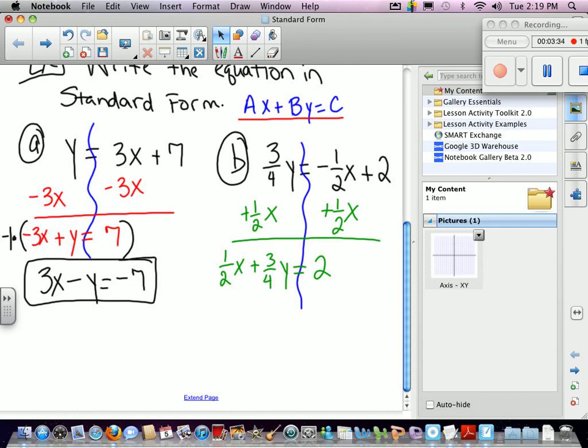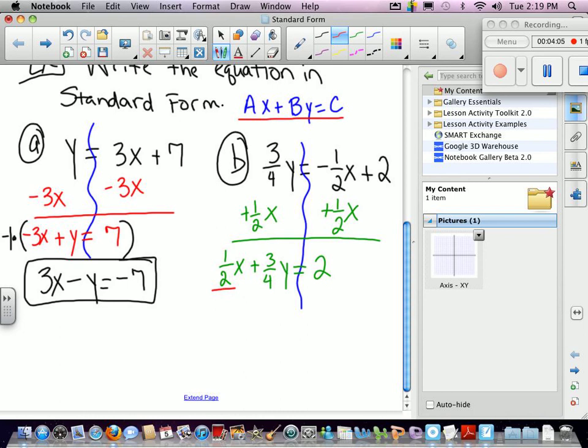The number without the variable, the constant term, is on the right-hand side. So we're in good shape so far. The next thing that we have to do is make sure that the x is not negative. Okay, and if we look here at this 1/2 term, the x term is not negative, so we're okay there. Now the other thing is they all have to be integers. So since they're not integers, we're actually going to have to multiply by something to get rid of these fractions.